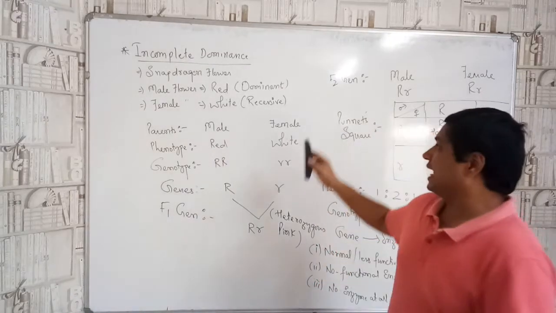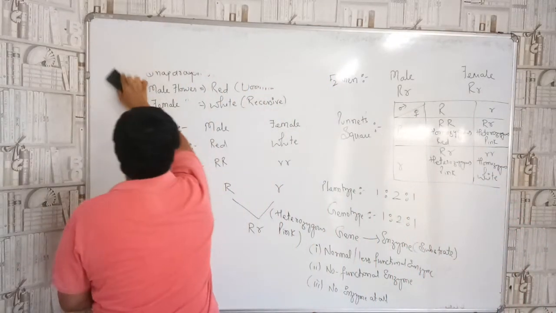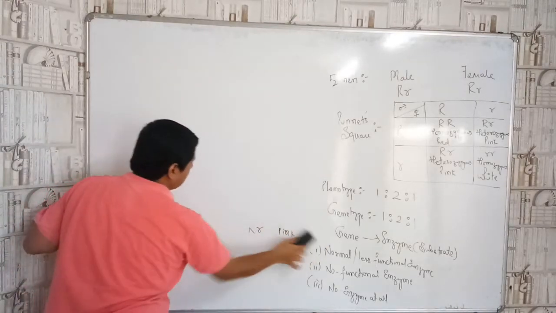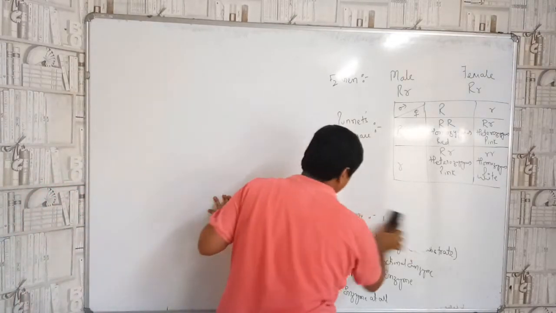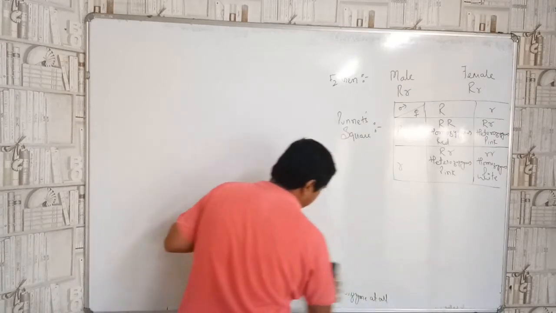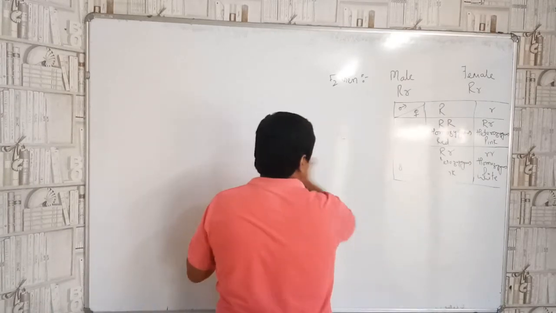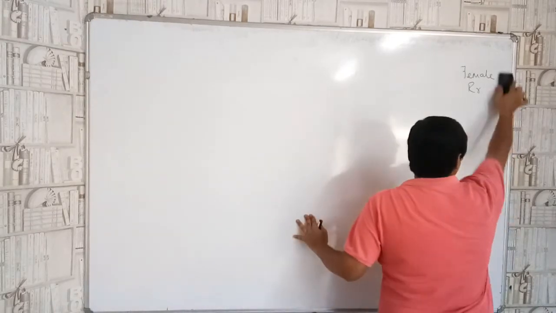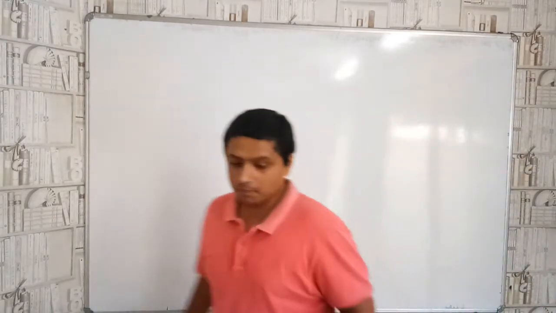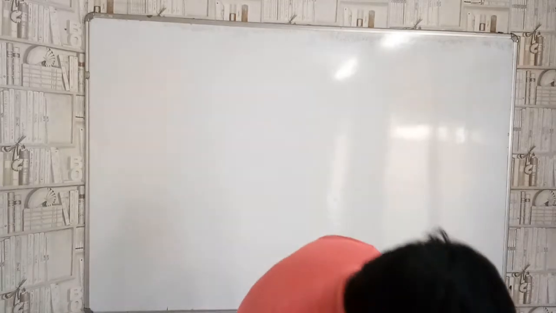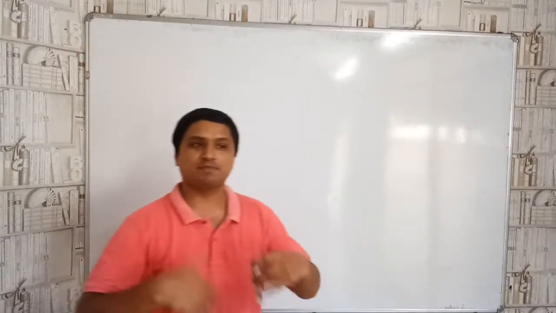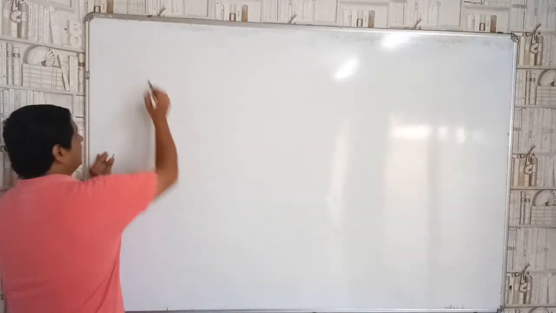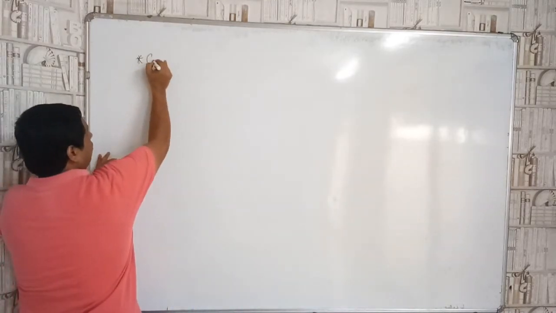Now, the next is the case of codominance. So children, here we saw that one allele, the dominant one, either does not work at all or expresses itself only partially for that character. But what happens if both the genes are dominant, or both the factors express themselves, children? So in that case, let us study the case of codominance.